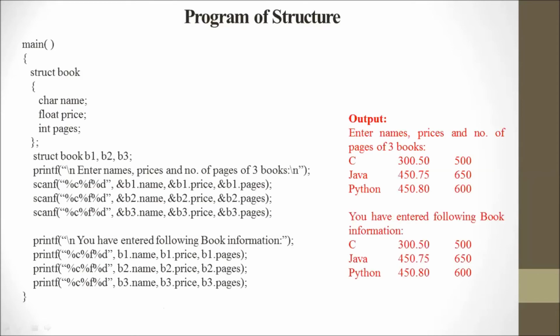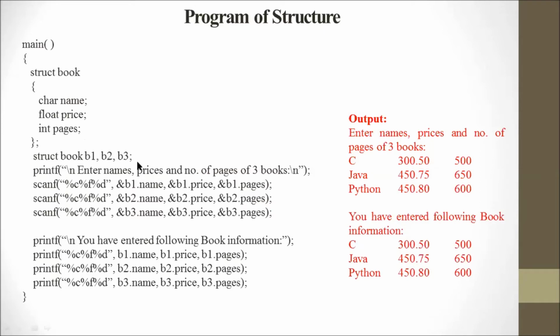So this is the program of structure. First of all, we declare the structure of book: the book name, price, and pages. And here we create the three variables. First variable b1 for name, b2 for price, and b3 for pages.